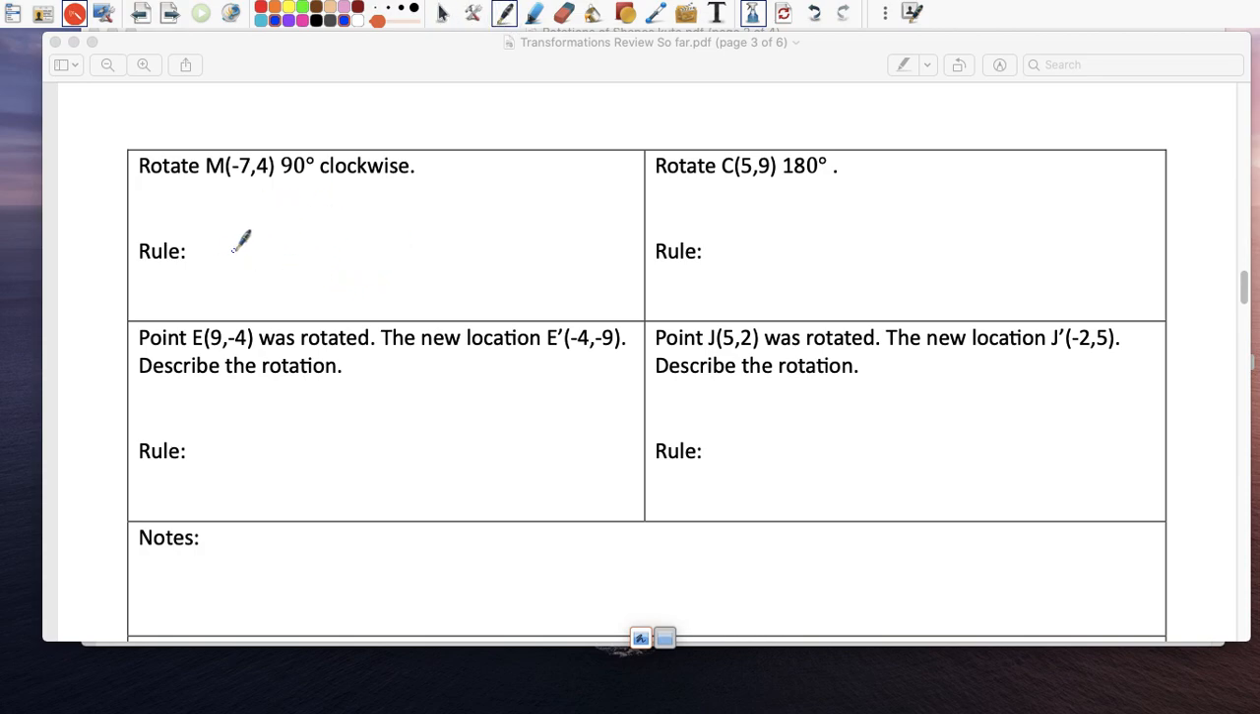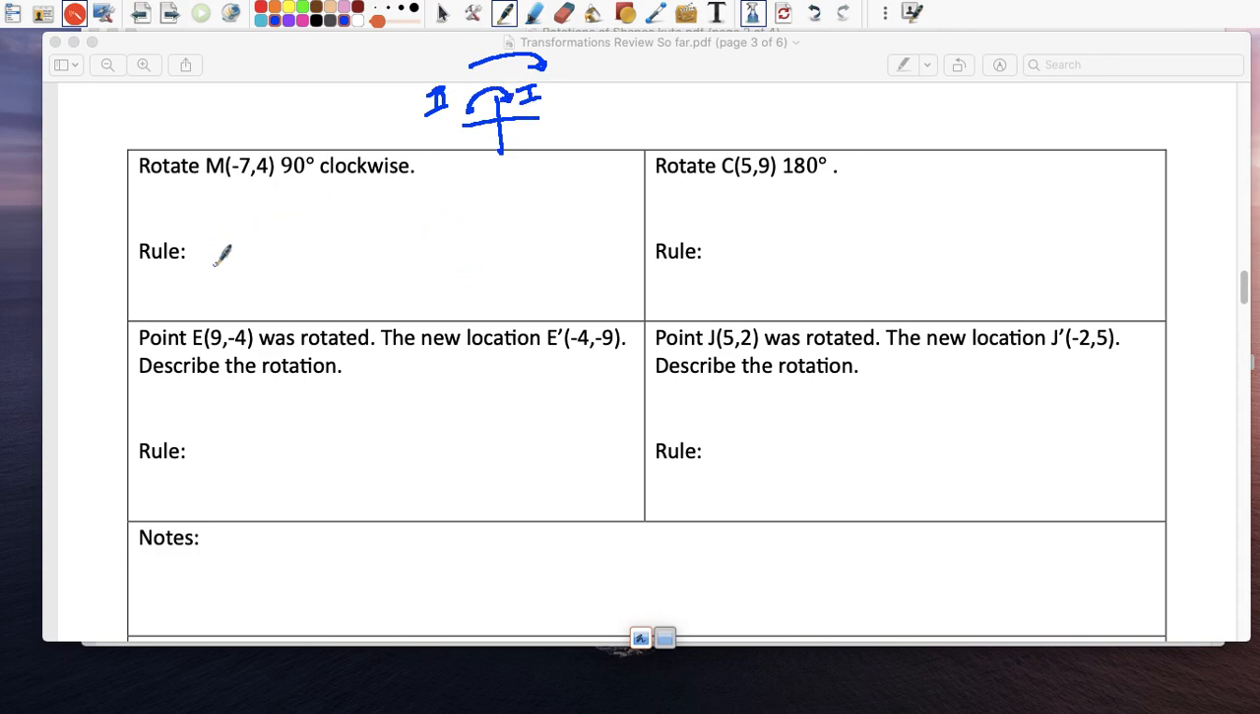Okay, so now without the coordinate plane, let's see if you can apply this. It's a 90-degree clockwise rotation. So if you can draw just a little one over here, first of all, (-7, 4) is over here. It's in quadrant 2. And clockwise, we're going this way. So this point is going to land in quadrant 1. That's what you've got to know. You can draw something like that on your quiz.